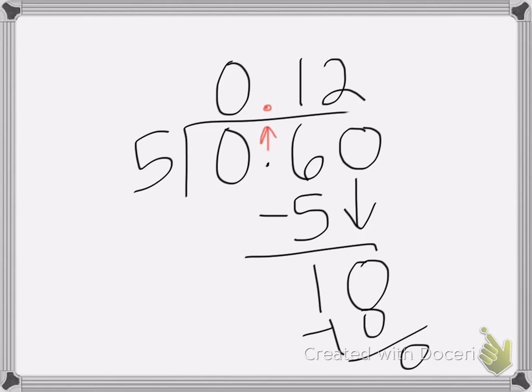So remember, with decimal places, we have to continue adding zeros until we end up with a 0 down here for my answer.